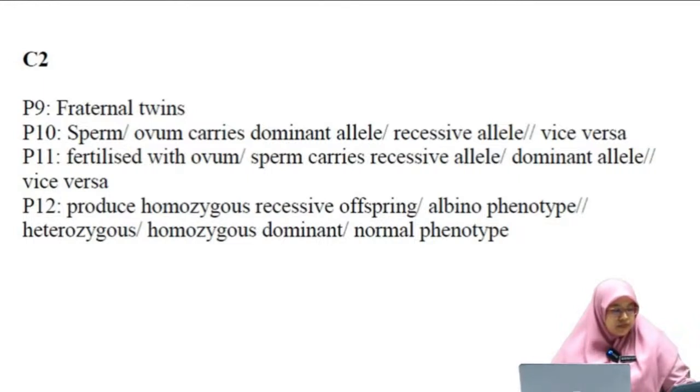how the albino twin, the first female, is produced: the sperm carries the recessive allele for albino and the ovum carries the recessive allele for albino. So the offspring will be albino. Now, how is the other twin normal? Because the sperm carries the normal gene, and the ovum carries the recessive allele for albino, so the offspring will have the normal phenotype.